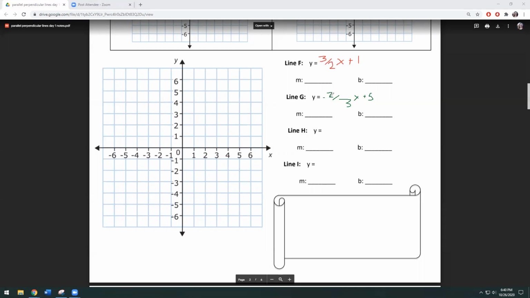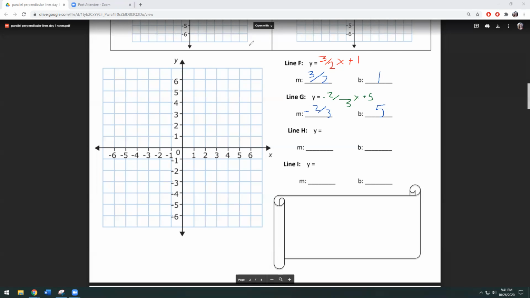So let's go ahead and identify our y-intercept and our slope for both of these equations. For this first one, we go to a neutral color, we'll go blue. For our y-intercept, that's always that last number there, it's a +1, so B is +1. For line G, B is +5, because it's that last number there. Our slope for line F is +3/2. And then for line G, it's -2/3.